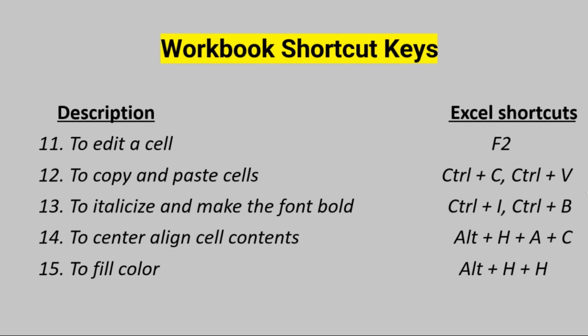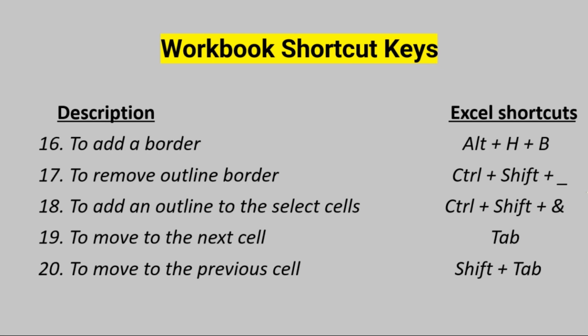Next is to italicize and make the font bold. So again, in order to italicize the cells, you can use Ctrl+I, and in order to make the cell font bold, you use Ctrl+D. Next, to center align cell contents, you can use Alt+H+A+C. Next, to fill in the colors, you can use Alt+H+H. Okay, so the next is to add a border, you can use Alt+H+B.